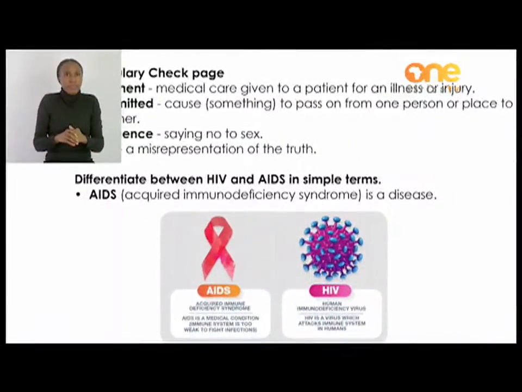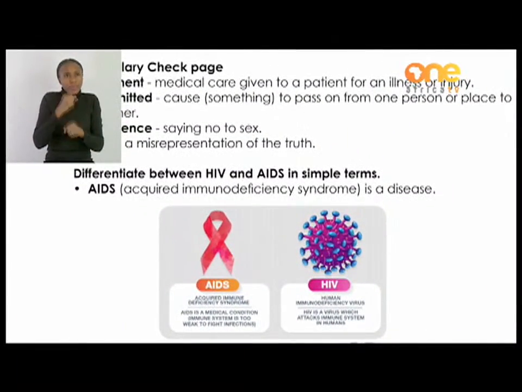There are a few words that we should quickly look at before we continue with the lesson. We have treatment. Treatment means medical care given to a patient for an illness or injury. Transmitted means to pass on from one person or place to another. Abstinence means saying no to sex. Myth, a misinterpretation of the truth.